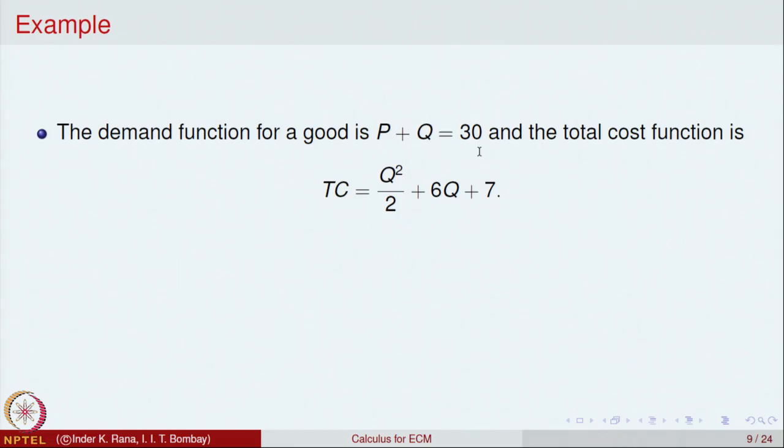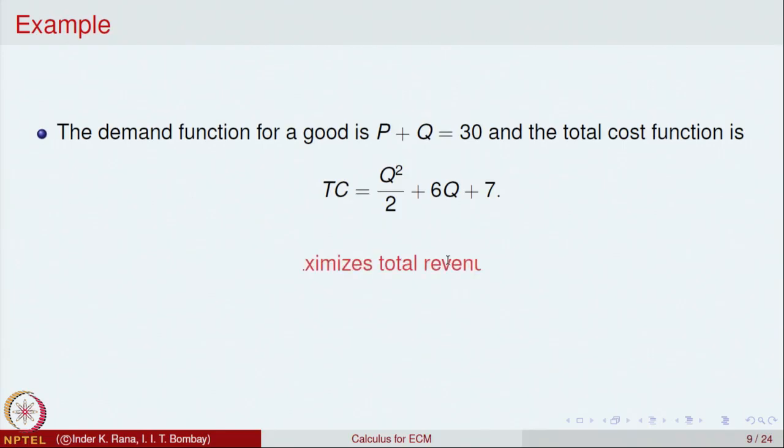So, let us now look at another scenario where the demand function for a good is given by P plus Q equal to 30, and the total cost function, TC, as a function of Q is Q square by 2 plus 6Q plus 7. So, this relation P plus Q equal to 30 helps us to write P in terms of Q or Q in terms of P as and when we require it. So, total cost as a function of Q, the quantity produced, is given by this.